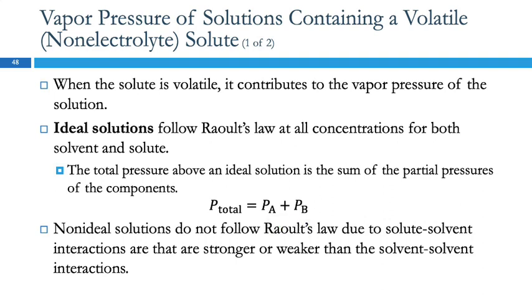But of course, we also have non-ideal solutions, and these do not always follow Raoult's law. And this is because of interactions between the solute and the solvent molecules. If they like each other a lot, that's going to reduce how much they evaporate. It's going to reduce their vapor pressure. If they don't like each other very much, then it can increase the vapor pressure.